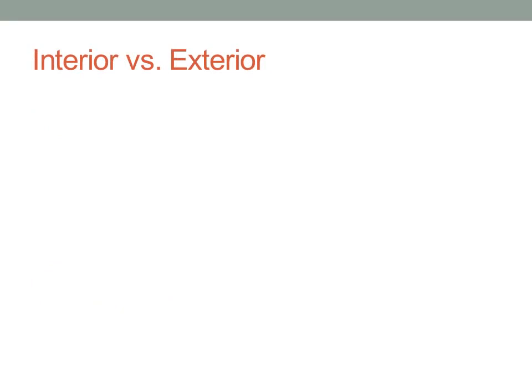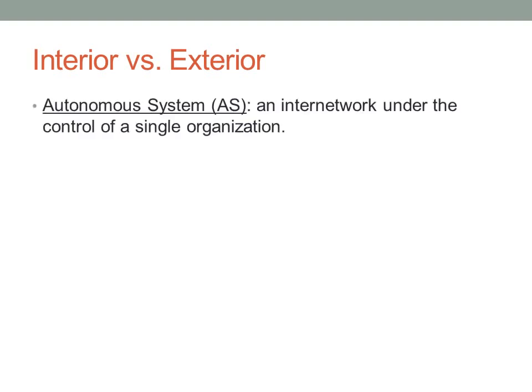So there are several different distinctions in the type of routing protocols that we'll be discussing, and the first one I want to talk about is interior versus exterior routing protocols. Now, first we need to talk about the term autonomous system. An autonomous system is ideally a single organization, or the network under the control of a single organization. For example, AT&T might be considered a single autonomous system, or perhaps Cox, or maybe Wichita State.